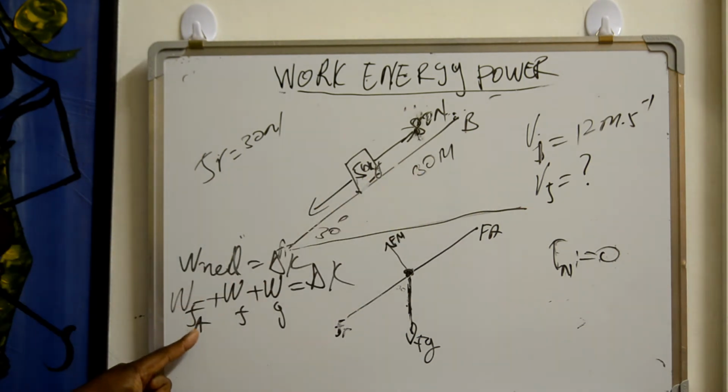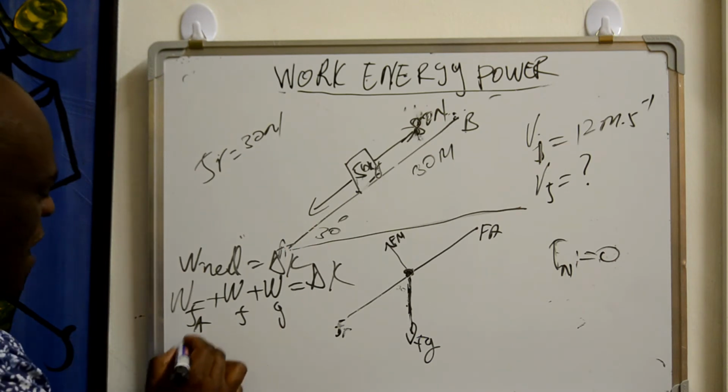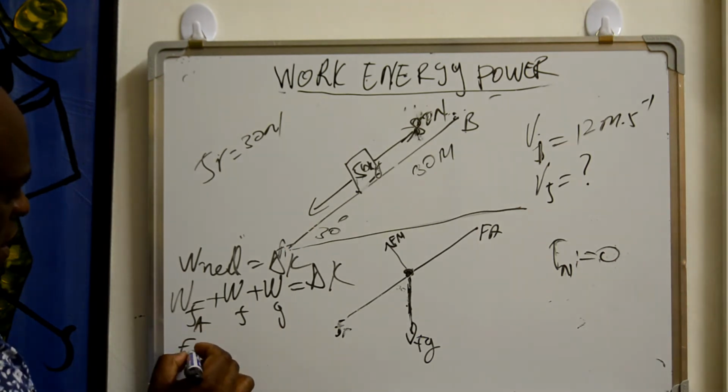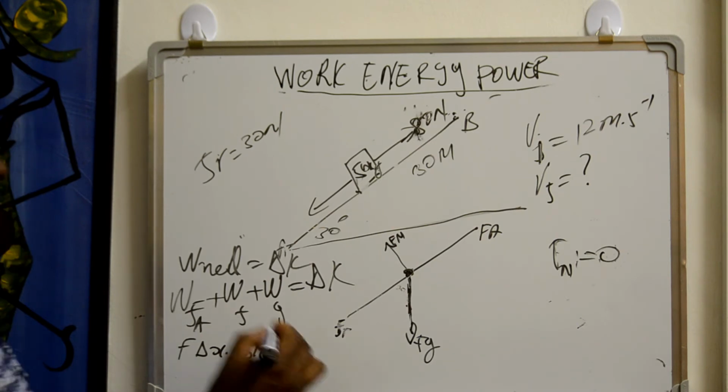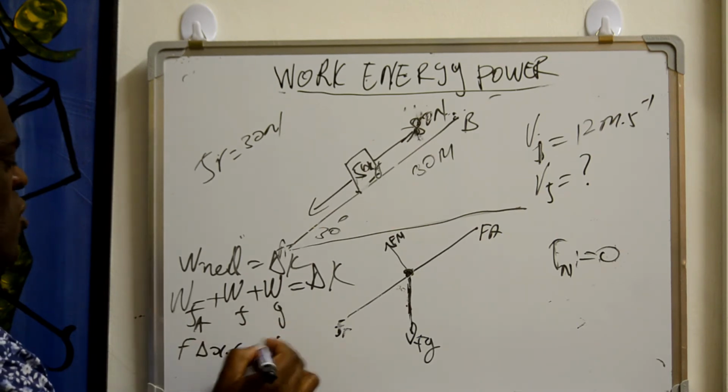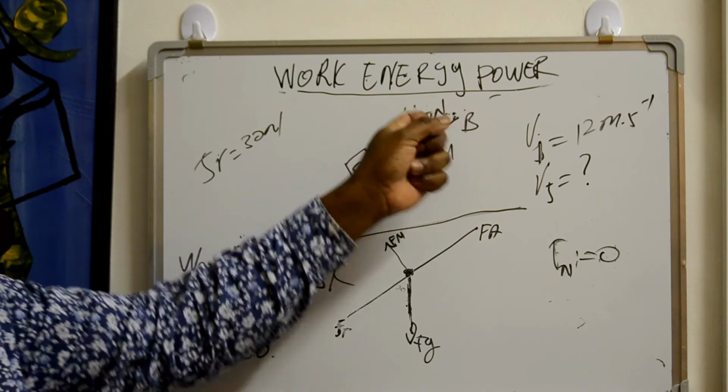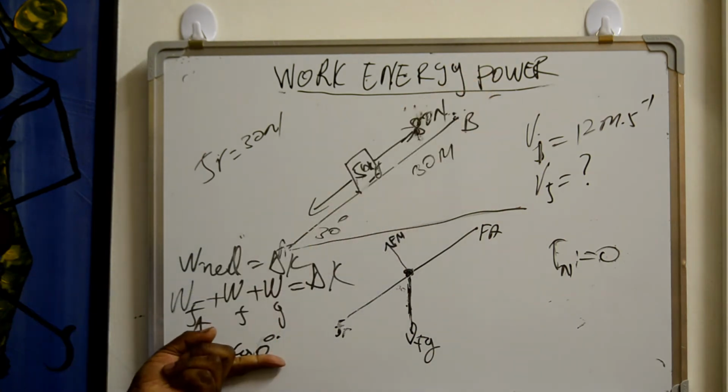So what is the work done by the force applied? My work done by the force applied is F delta X cos 0 degrees, because the box is moving in the direction of the force applied. That's why we say it's 0 degrees.